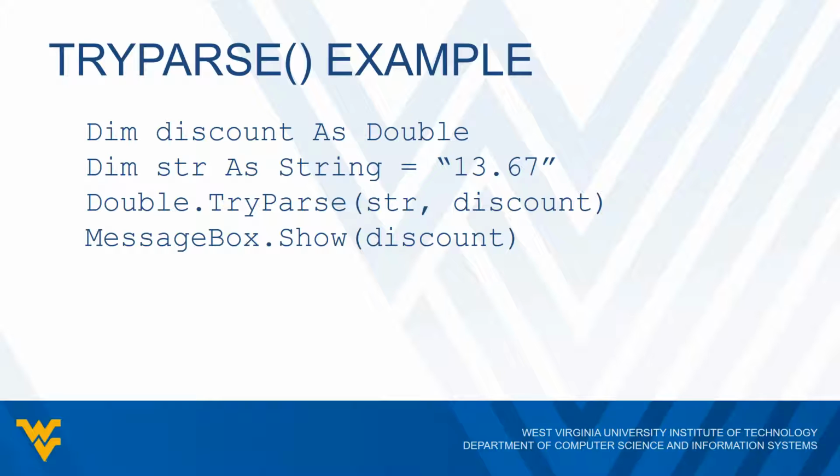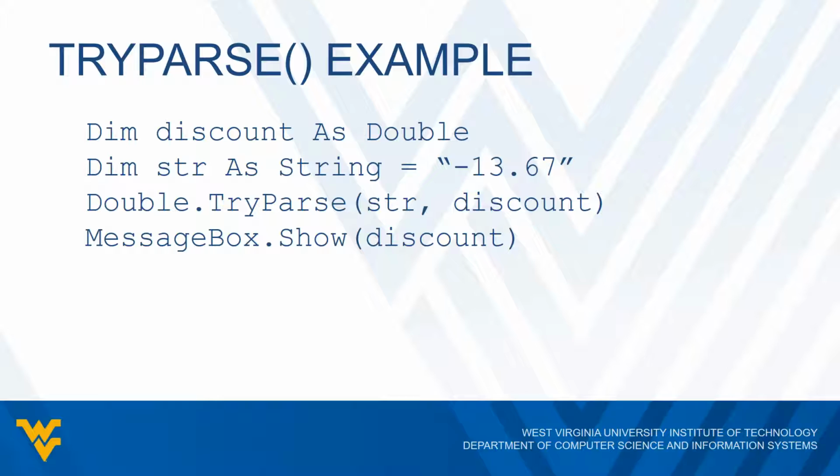Let's try that same example one more time. The difference here is take a look at discount. Notice what we're declaring it as. We're declaring it as a double. So here we have our string, which is 13.67. We're going to try to convert 13.67 to a double, store it in discount, and then display it. Does this work? The answer to that is yes. This will actually work because the string matches the type double. So it will convert the string to 13.67, store it into discount, and sure enough, the output here will be 13.67.